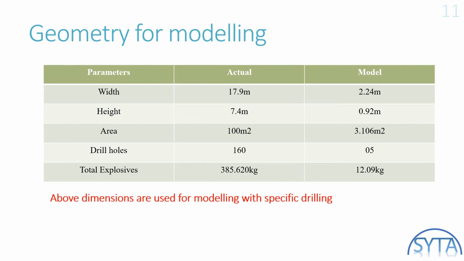385.620 kg. All these dimensions are very large to make a model, and it requires more time for simulation. So, considering the specific drilling, we consider the width as 2.24 meter in the model, and the height in the model as 0.92 meter. Accordingly, the area is 3.106 meter square, the drill holes are 5 in number, and the total explosive used in the model is 12.09 kg.